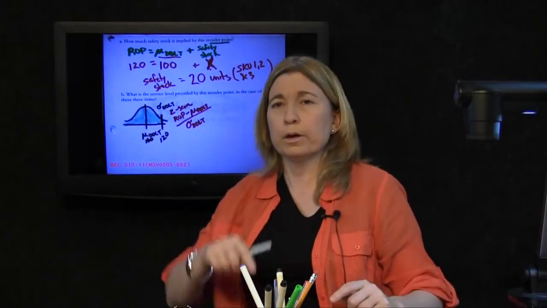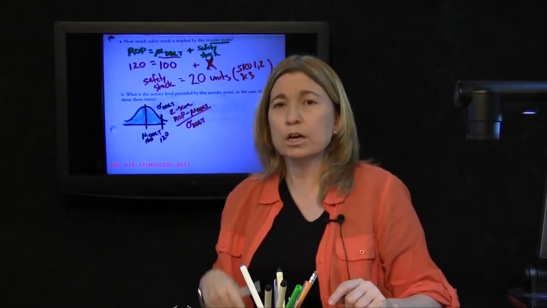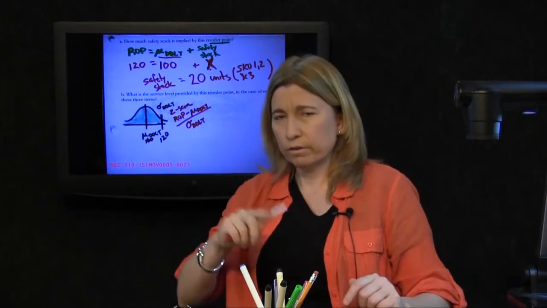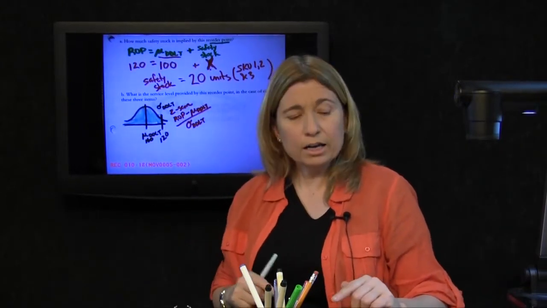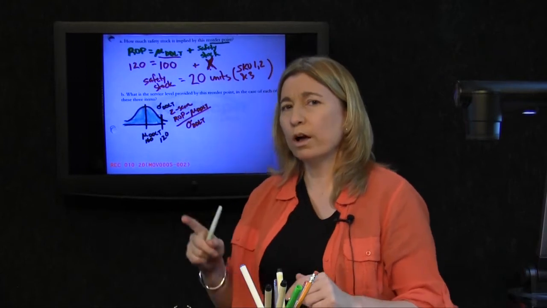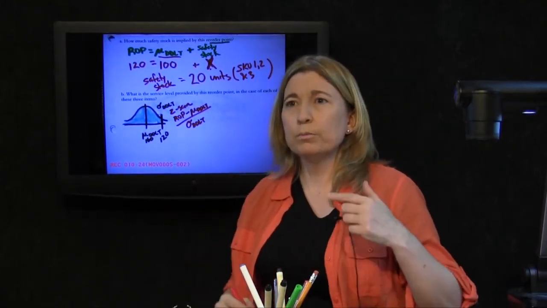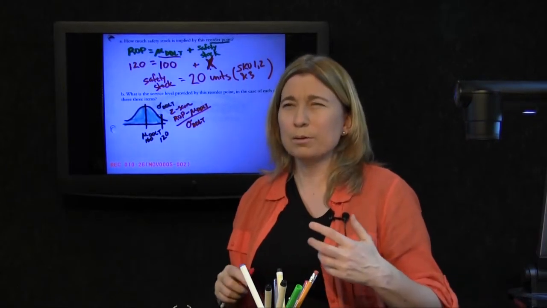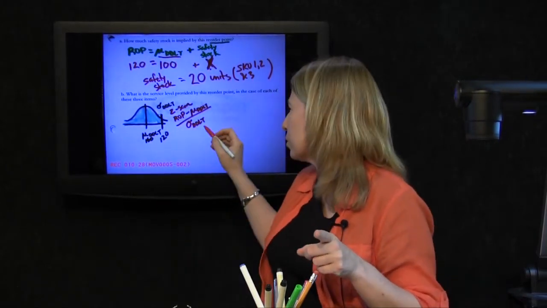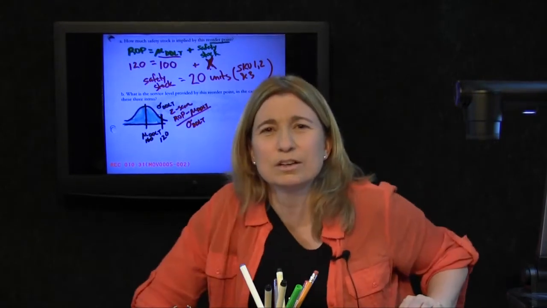Or more simply put, x, the number that you're interested in, minus mu, divided by the standard deviation. I need to calculate this one for each stock keeping unit. The value would be the same as long as the standard deviation in demand during lead time is the same.